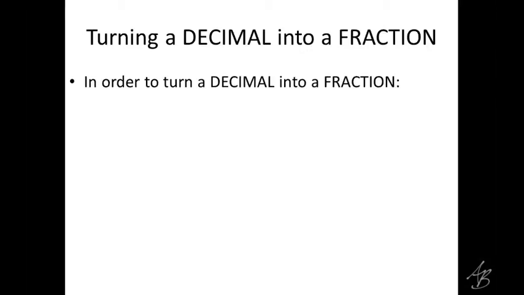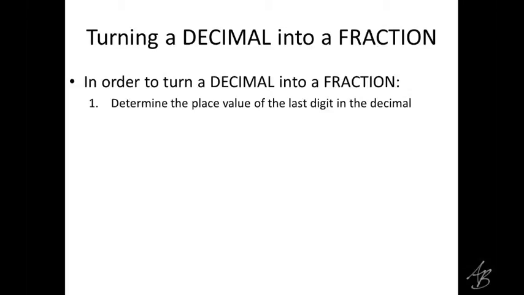The first thing we do is find the place value, right? So first thing we do is determine the place value of the last digit in the decimal. Last digit meaning the one farthest to the right. After we determine the place value, then we're going to write the fraction. What goes on top of the fraction? When I'm writing my fraction, what's going to go on top? The decimal without the decimal, and what goes on the bottom?